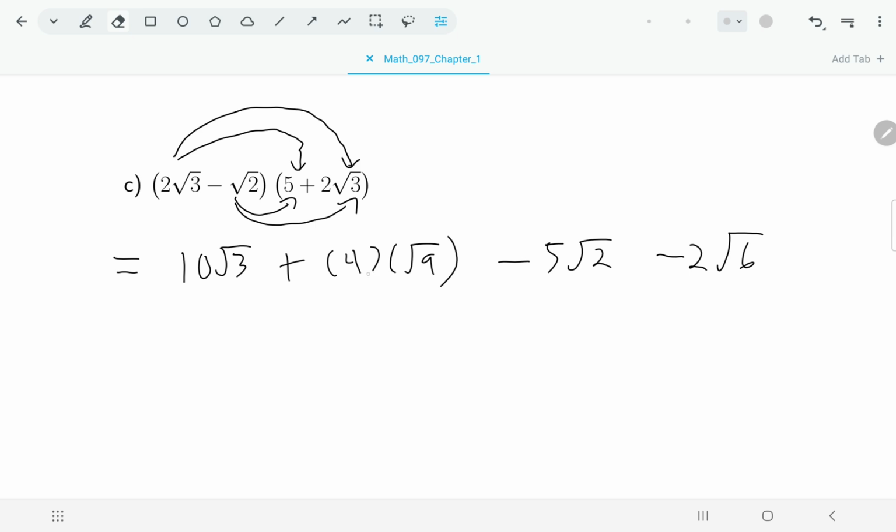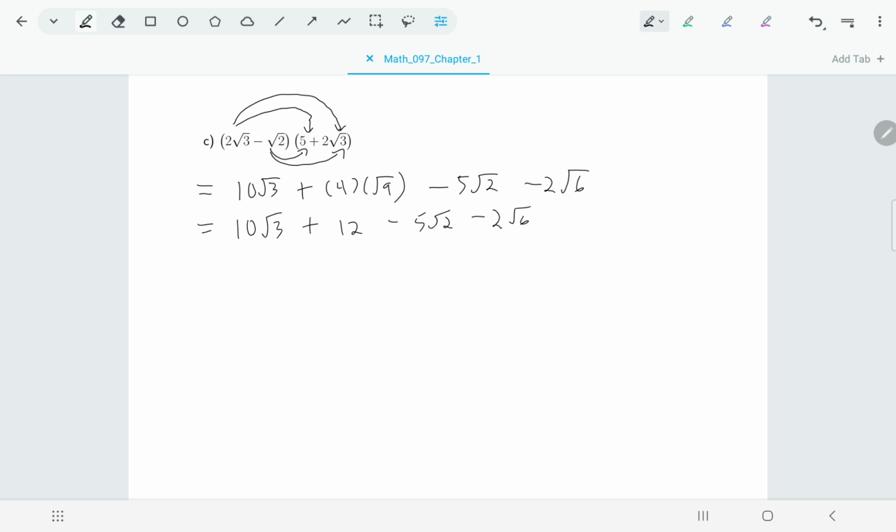You see I've got a 4 times root of 9, but of course root of 9 is the same thing as 3. So really the second term is 4 times 3, which is the same thing as 12. So I'll rewrite this 10 root of 3 plus 12 minus 5 root of 2 minus 2 root of 6.